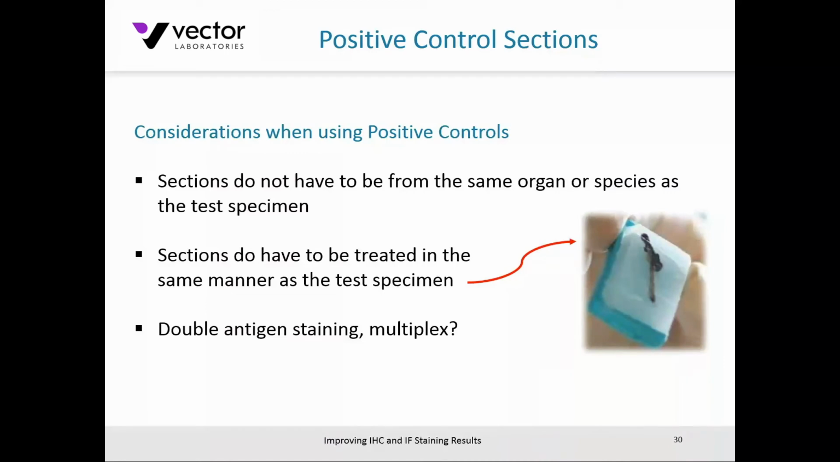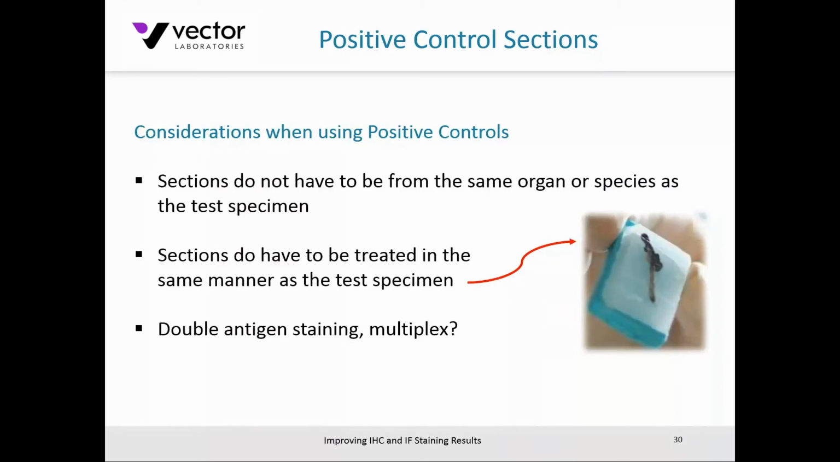Now, sections do have to be treated, and this is very important, in the same manner as the test specimen. What I mean by that is, for example, if your specimen was formalin fixed and paraffin embedded, then the positive control material also has to be formalin fixed and paraffin embedded. And certainly if it was acetone fixed and frozen, then the positive control has to be acetone fixed and frozen as well.